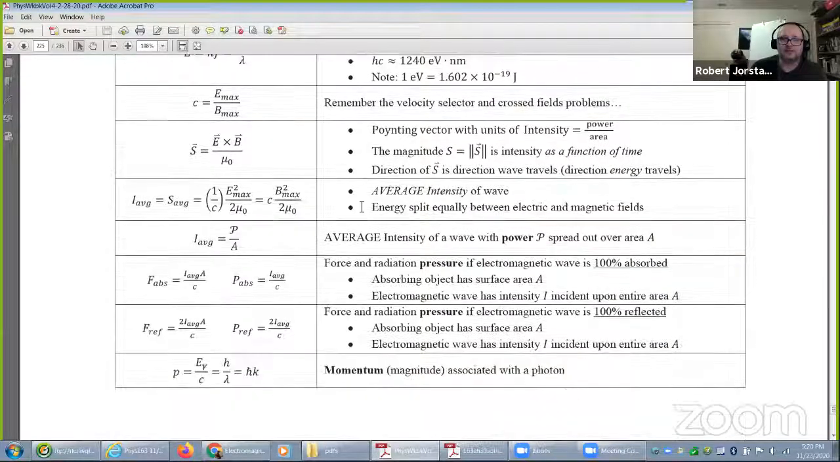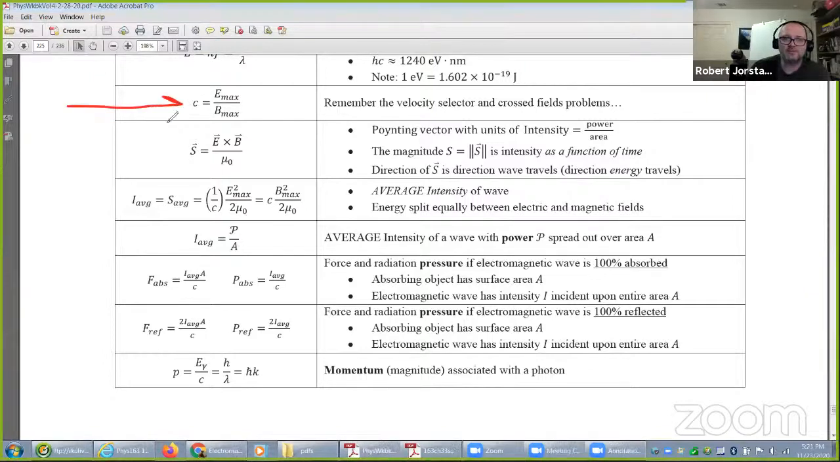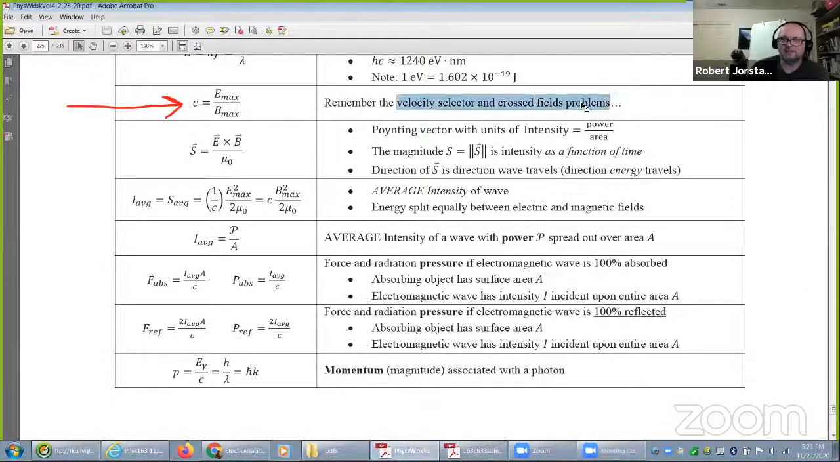Okay, so let's scroll down to right here. This one, we actually did earlier in the semester. Remember the velocity selector problem and the crossed fields? It turns out this is still true. The speed of a wave is related to the Emax and the Bmax.